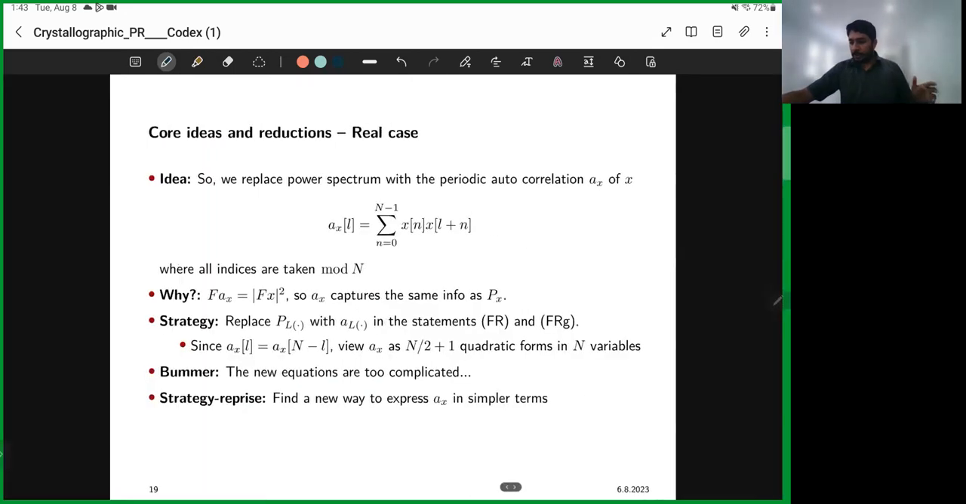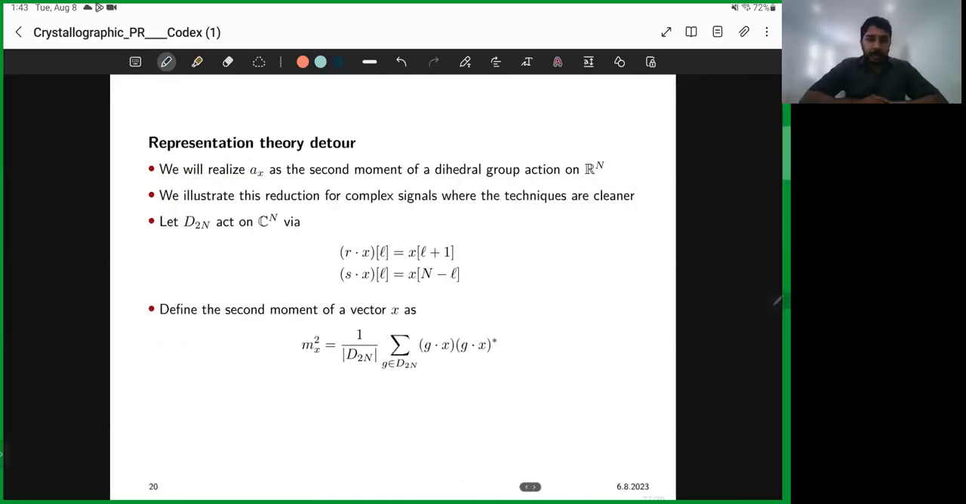So we find a new way to represent this autocorrelation function in simpler terms, and that's where the representation theory comes from. We're going to realize this autocorrelation function as the second moment of a dihedral group action on R^n. I'm going to illustrate this reduction for complex signals. So for a second, I'm going to cover my eyes and pretend we're in C^n where things are nice, because it's easier to get the message across. But all of this can be translated to real signals as well.